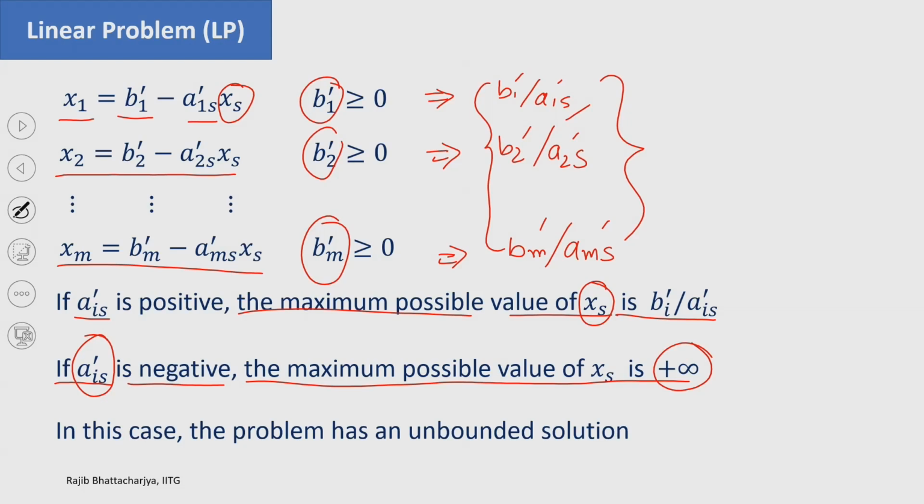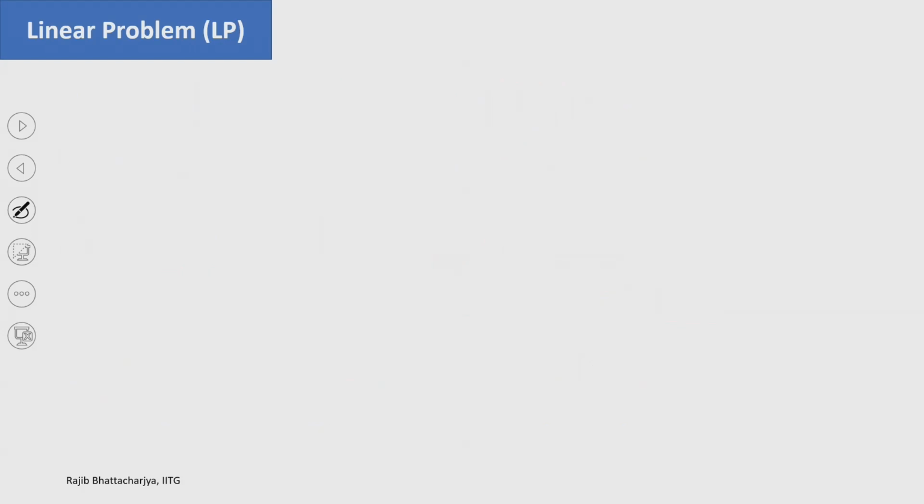For the other cases, we will calculate the ratios, that is b_i' by a_is', and we should take the minimum one in order to avoid an infeasible solution. Otherwise, you will get some infeasible solution. Therefore, to avoid that, we will take the minimum one. I hope the rules are clear to you. Now, let us go to this particular problem.